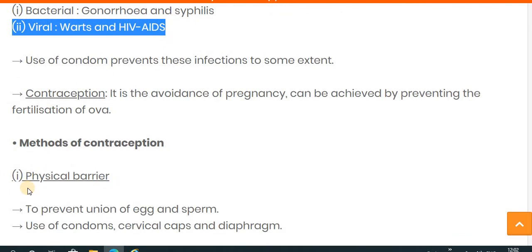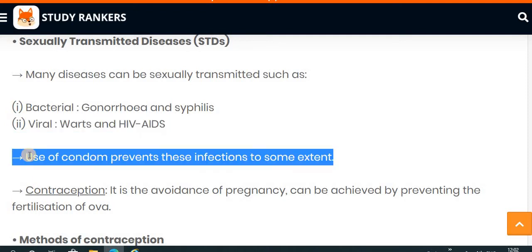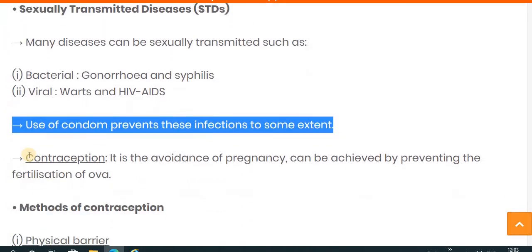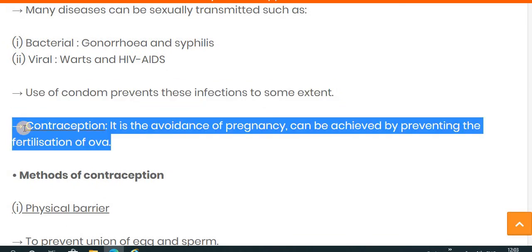Now, how can we prevent this kind of infection? The use of a condom prevents this infection to some extent. So if asked how you can prevent sexually transmitted disease, these are the things you can write down. The first one is that you can use a condom to prevent this infection to some extent. The second one is contraception.